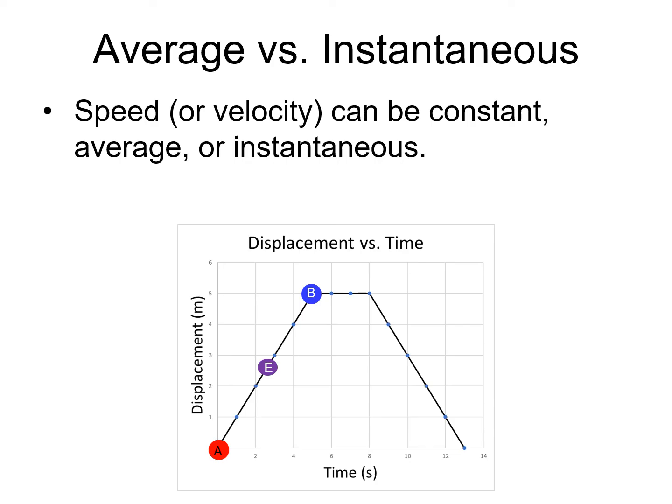I want to point out just one more set of distinctions that you have to be careful about. When we're talking about speed or velocity, it can be a constant speed, it can be an average speed, or it could be an instantaneous speed or velocity. So we have to be very careful about reading what the question is asking us.